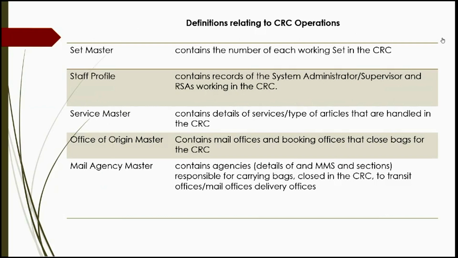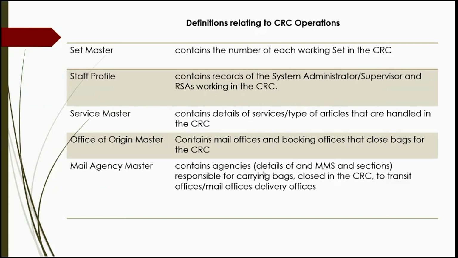Service master: you're going to see all the kinds of articles that are handled by the CRC, which means it can be VP, insured, registered, whatever it is. It is going to be stored in the service master. Office of origin master: just remember, office of origin. You're going to receive articles from other offices. It may be a post office or another mail office or a section. So from whichever office you receive the bag, the details of that office will be contained in this master.